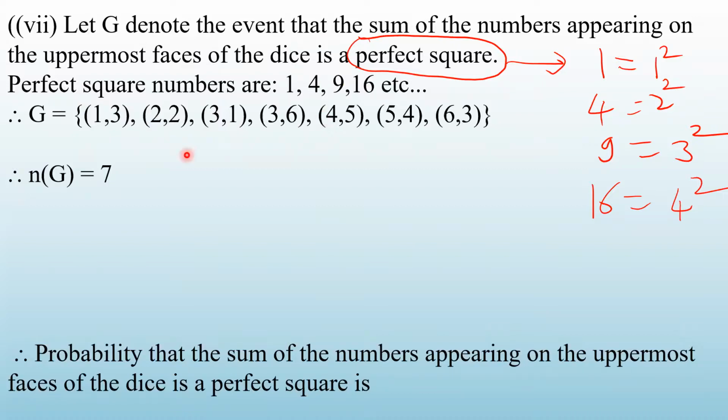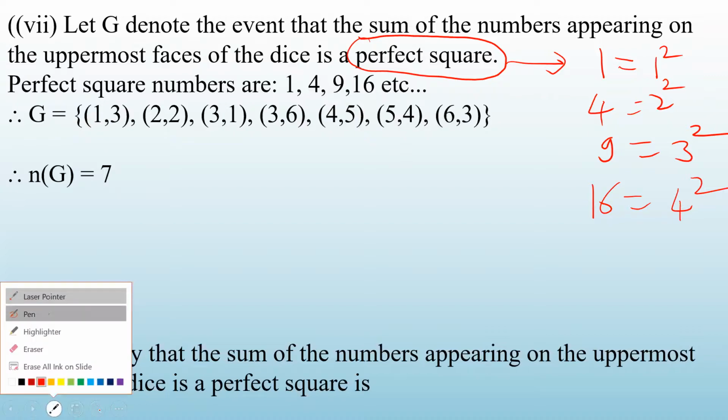Look at the row of 4. Will 4, 1 come? No. 4, 2, 4, 3, 4, 4, no. 4, 5 will come, because when you add 4 and 5, you get 9, and 9 is a perfect square. Next will be 5, 4, and last 6, 3. These are all the perfect square cases. So how many are they? They are 7 in number. Okay. So n of G is 7.